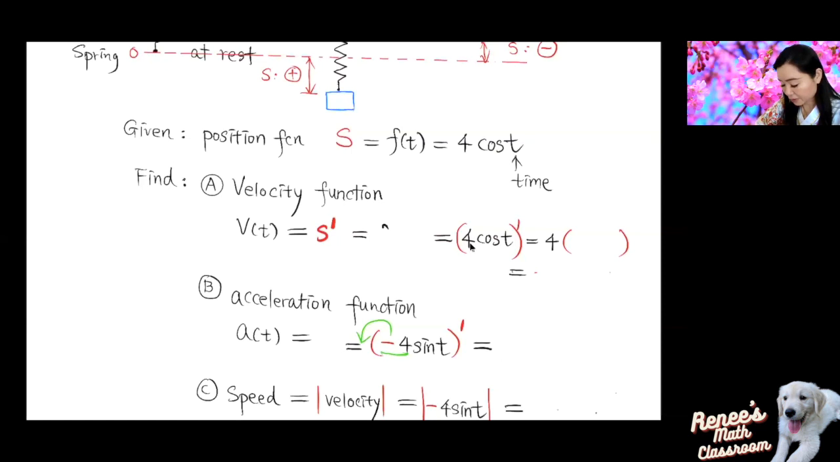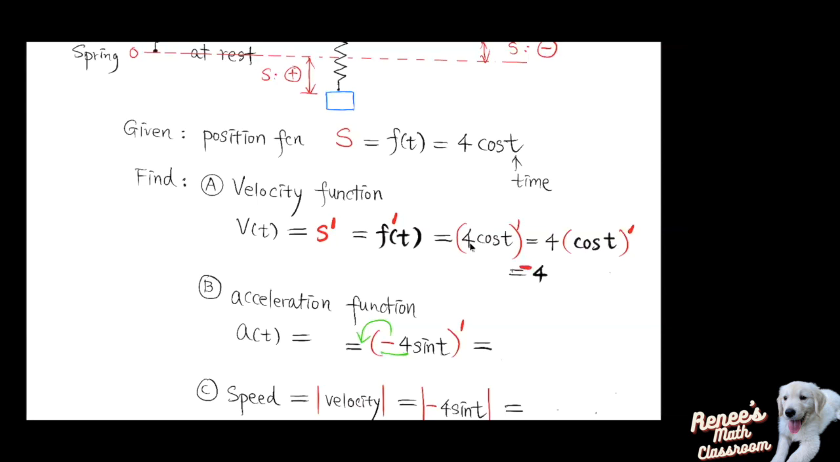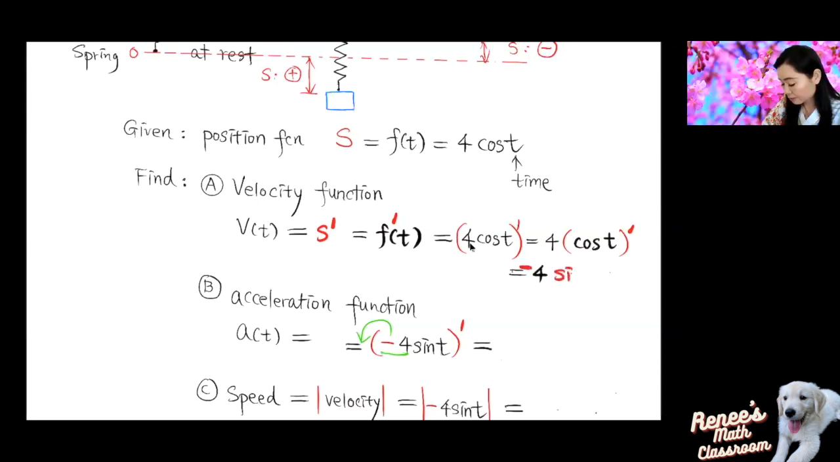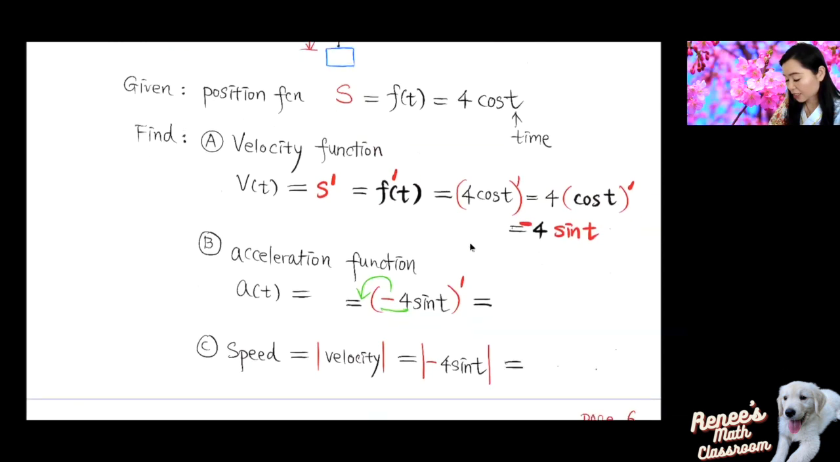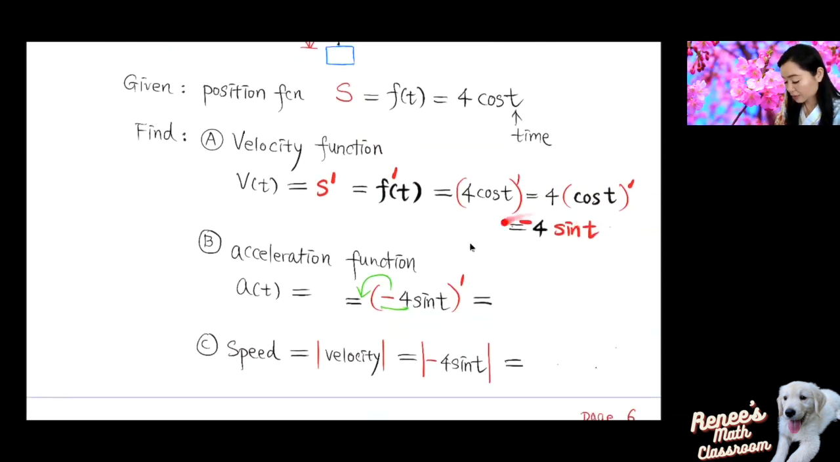So take the first derivative. Differentiate 4 cosine of t. The 4 here is a constant multiple, so we bring it in front. And then we differentiate cosine of t. What's the derivative of cosine of t? Negative sine t. Yes, you got it. So we have negative sine of t. So this is the velocity function.